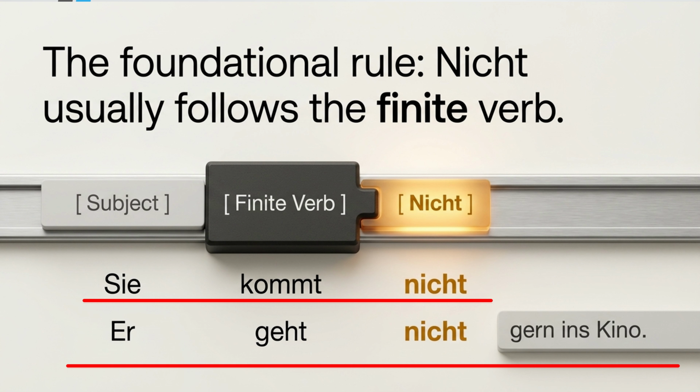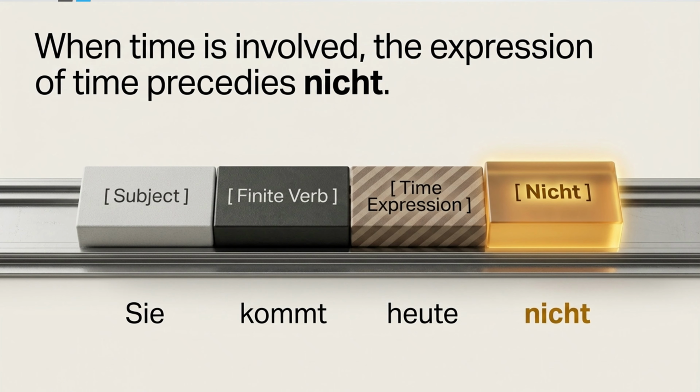Learning the placement takes practice, but a general rule is to place nicht before what you want to negate or at the end of the full sentence negation. There is an important rule when using nicht with time expression.